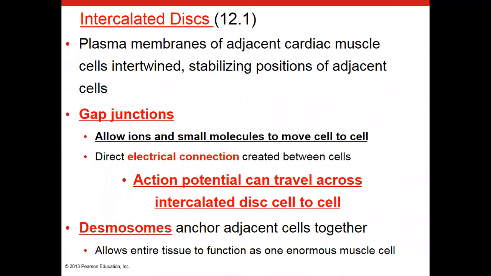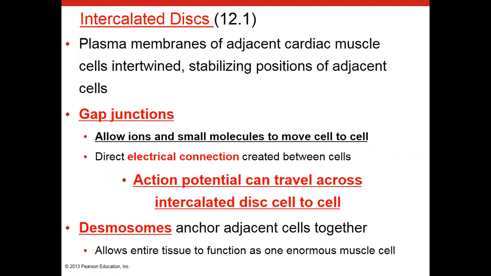These intercalated discs are basically where the plasma membranes of two cardiomyocytes intertwine with one another, and that stabilizes the positions of those two cells. Within an intercalated disc, you can find two structures: a gap junction. Gap junctions are one type of cell-to-cell communication molecule that allows ions to move from one cell to the next, so that it provides an electrical connection.